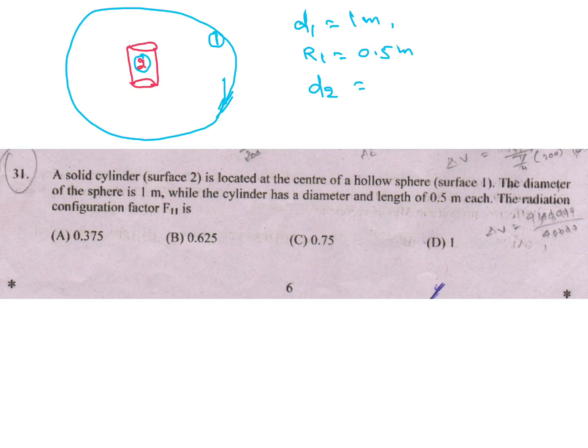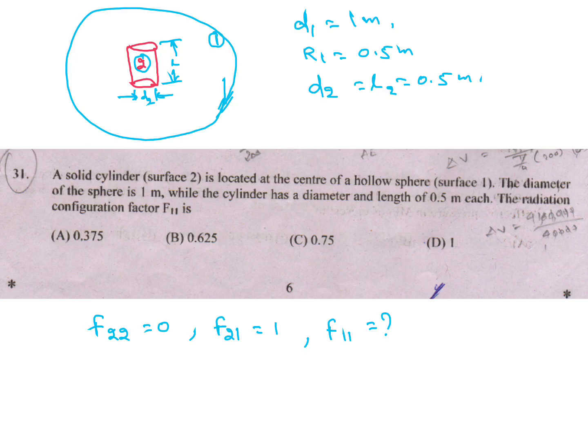Then cylinder diameter D2, length also same. This is D2, this is length, 0.5 meter. The radiation configuration factor we have to calculate. F22 is 0, F21 is 1. We have to calculate F11.